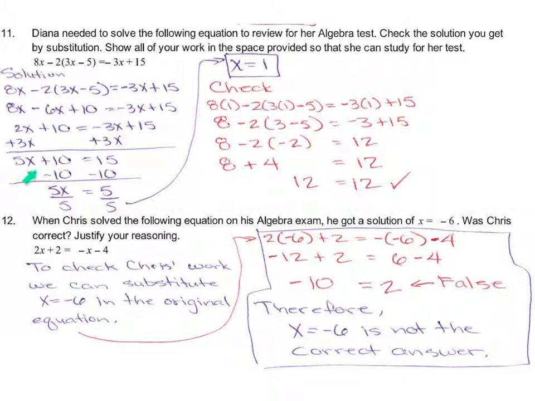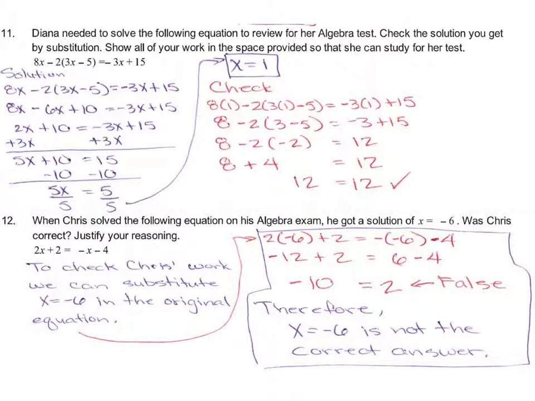To isolate 5x by itself, we are going to subtract 10 from both sides. You end up with 5x is equal to 5. So now we have x is equal to 1.